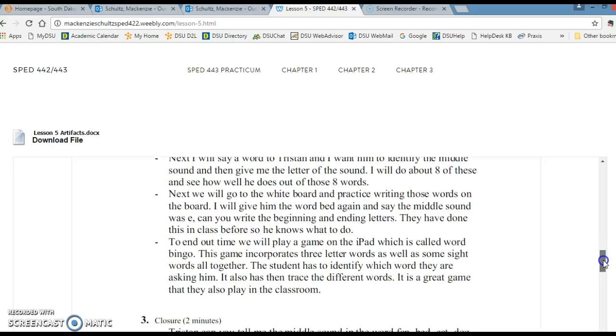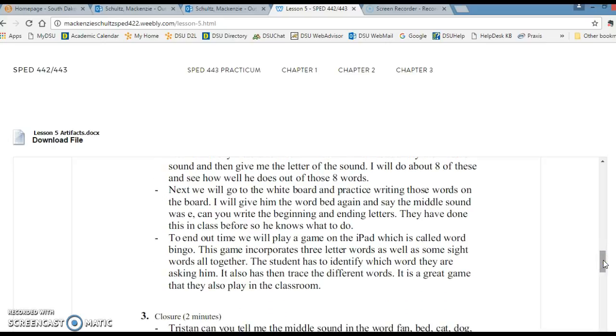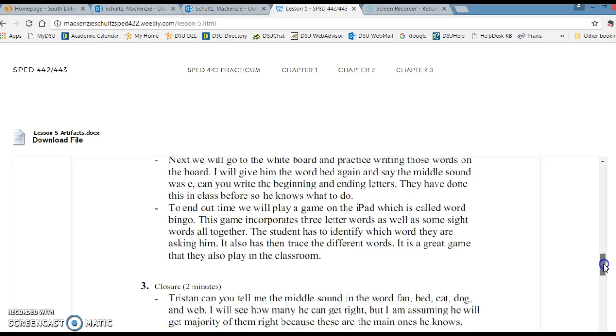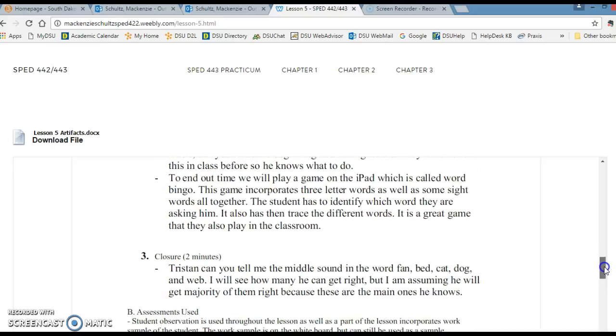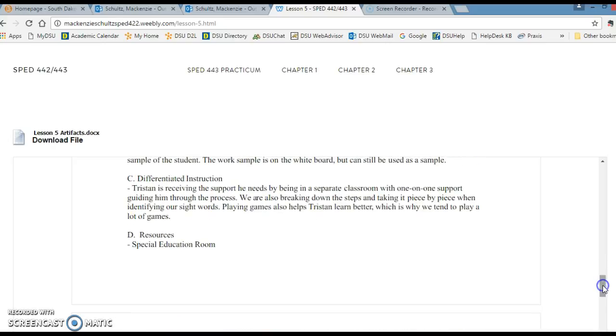And then we went to the whiteboard, and we practiced writing them on the whiteboard. So if I said bed, give me the middle letter. He gave me E. He got a lot better at this as we went on. And then to end it, I wanted to play a fun little game, and it was on the iPad. It's called Letter Builder, and it just gives them 3-letter words, and they have to pick the missing letter and see if it makes a word. Majority of them are sight words, so that also helps.